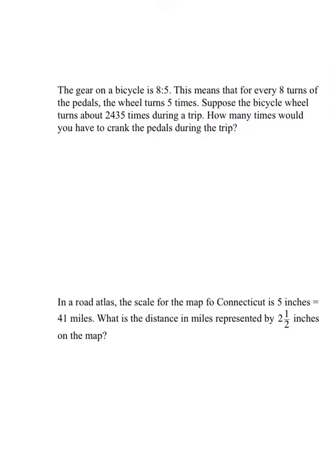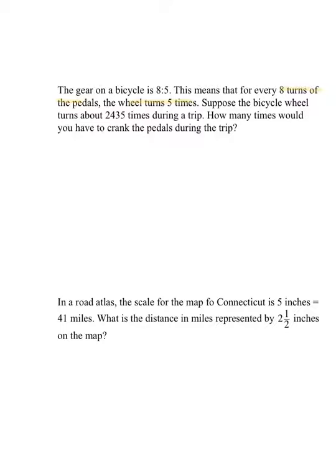In our next problem, it says the gear on a bicycle is 8 to 5. That's a ratio, I should say, the gear ratio. That means for every 8 times you turn the pedal, the wheel turns 5 times. Suppose a bicycle wheel turns about 2,435 times during a trip. How many times would you crank the pedals during that trip?